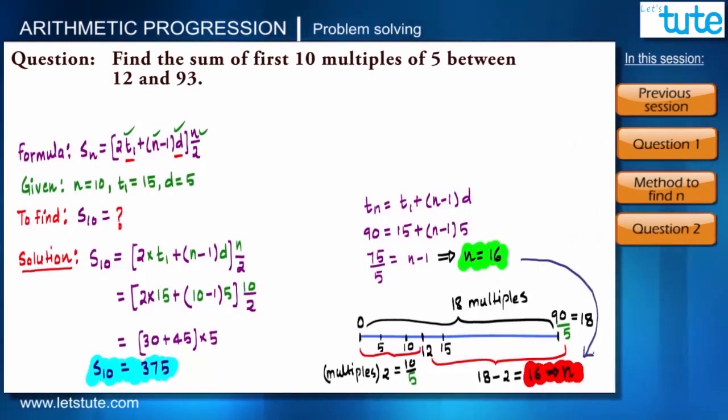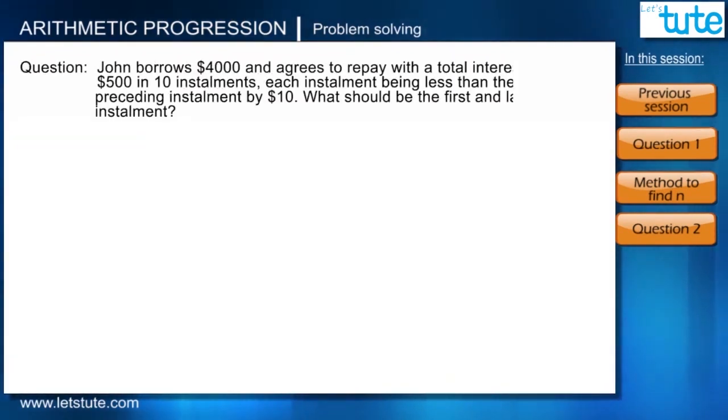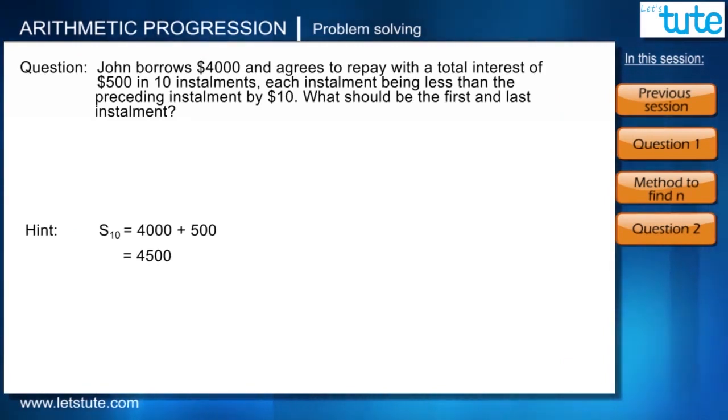And previously, we added only 10 multiples. Why? Because the question asked to add only 10 multiples of 5 between the given range. Now I guess it is very clear between the questions. Okay? Before we end, here is a question for you which you can easily solve, and check the solution on our website.